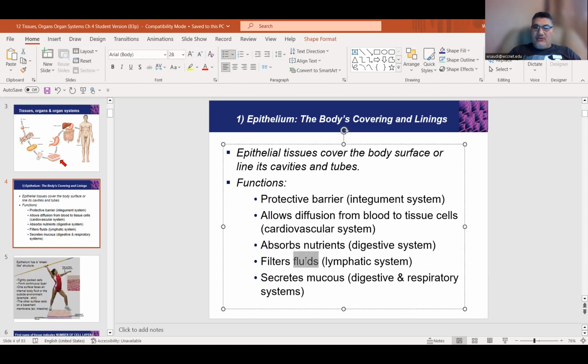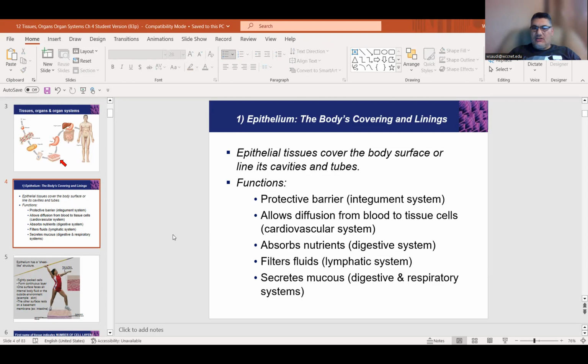And one of them will be filtering fluids. So it will allow fluids to cross it, but only certain fluids. And we call that filtering fluid, like the lymphatic system coming. Mucus secretion, both digestive system and respiratory system, not just you cross it, but they make secretions.